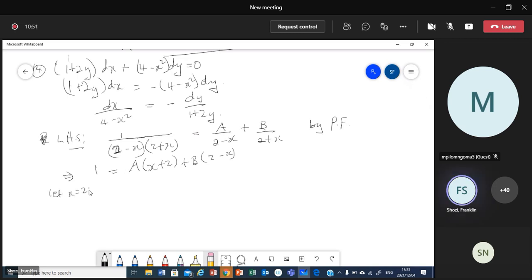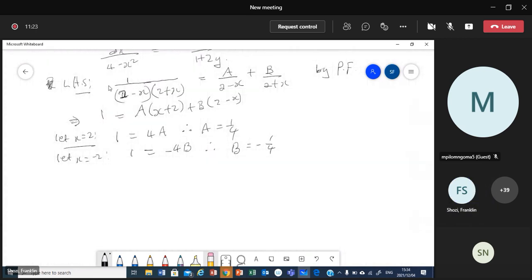Let x be 2. When x is 2, that will be 0, but here I'll get 4a. Therefore, my a here is 1 over 4. Let x be minus 2. Then this will be 0, and here I will have minus 4b. In which case, my b is minus 1 over 4. Then, therefore, let's go back now.